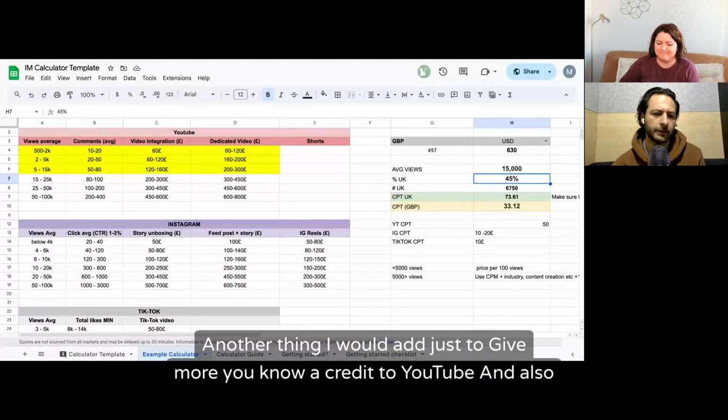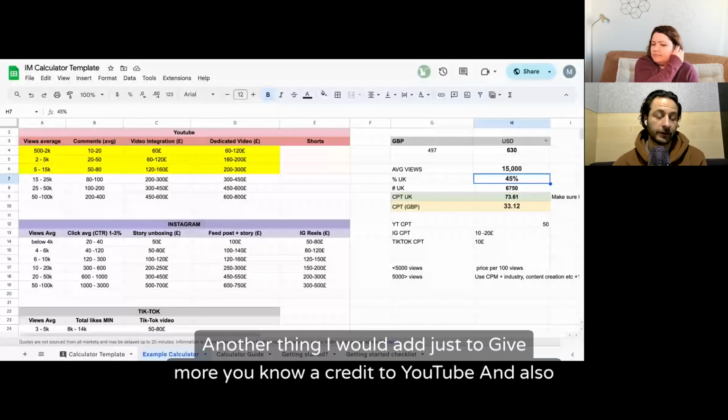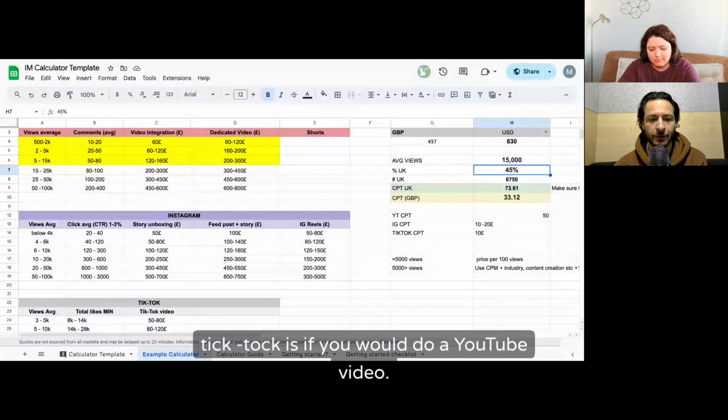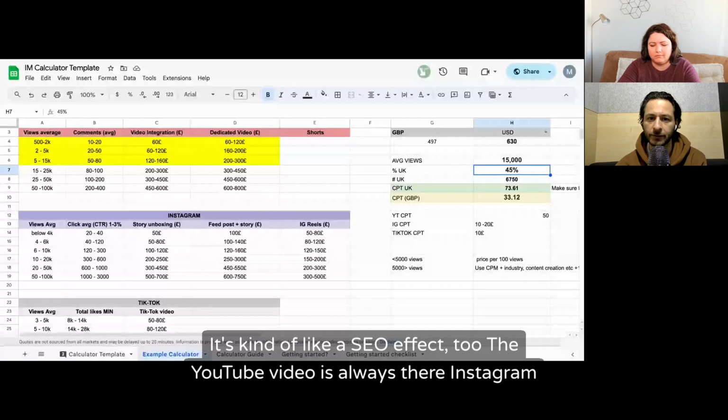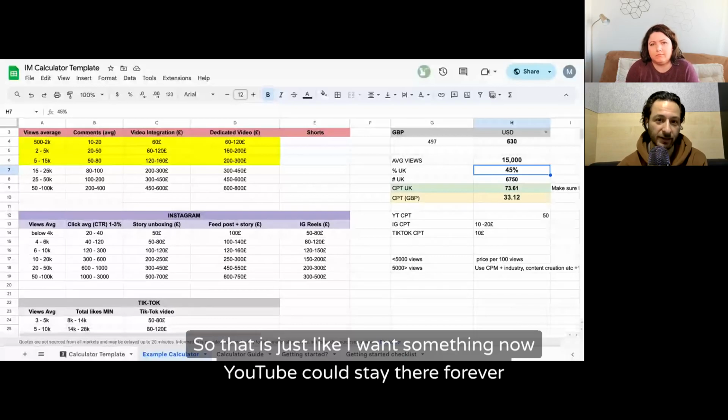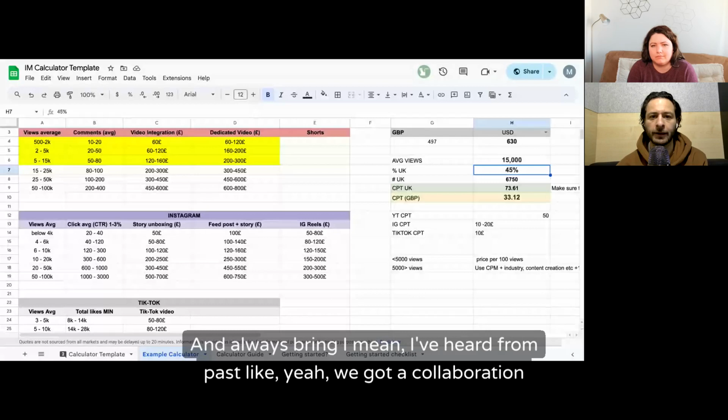Another thing I would add, just to give more credit to YouTube and also TikTok, is if you do a YouTube video, it's kind of like an SEO effect too. The YouTube video is always there. An Instagram story will just disappear after 24 hours. So that is just like, I want something now. YouTube could stay there forever and always bring.